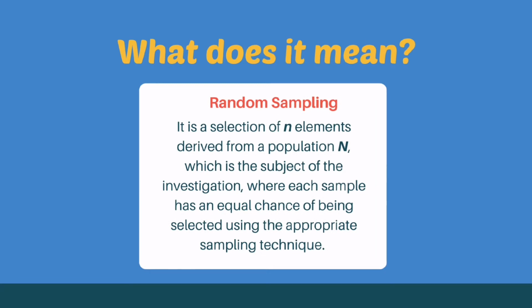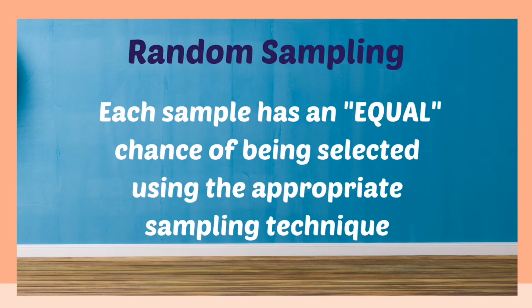So before we proceed, let me have this definition first of random sampling. It is a selection of n elements derived from a population n, which is the subject of the investigation or experiment, wherein each sample has an equal chance of being selected using the appropriate sampling technique. Remember, we have two different sampling techniques. We have the probability or the random sampling and the non-probability or the non-random sampling. But the main objective of our lesson for today is all about the probability or the random sampling.